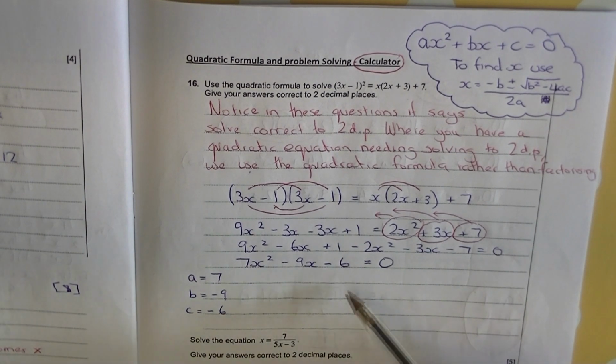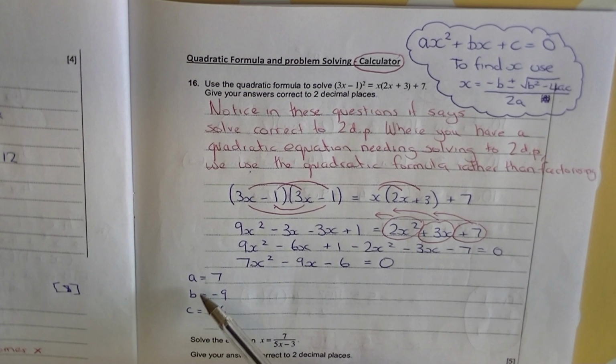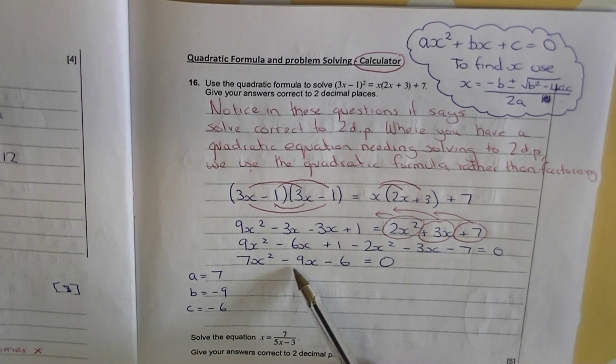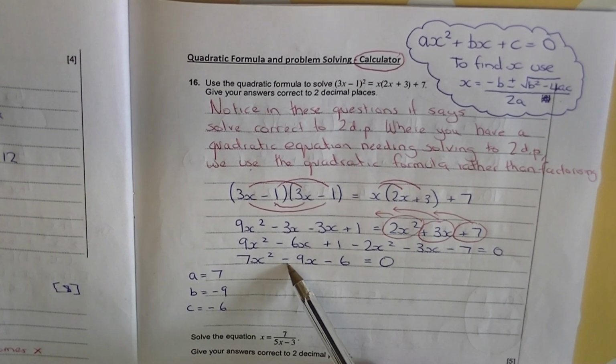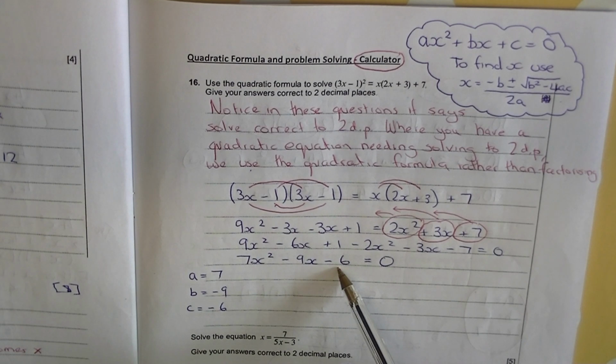Okay, the important numbers if I'm going to use the quadratic formula. A is the number before x squared, 7. B is the number before the x, in this case minus 9, don't forget the minus. And C is the loose number at the end, minus 6.